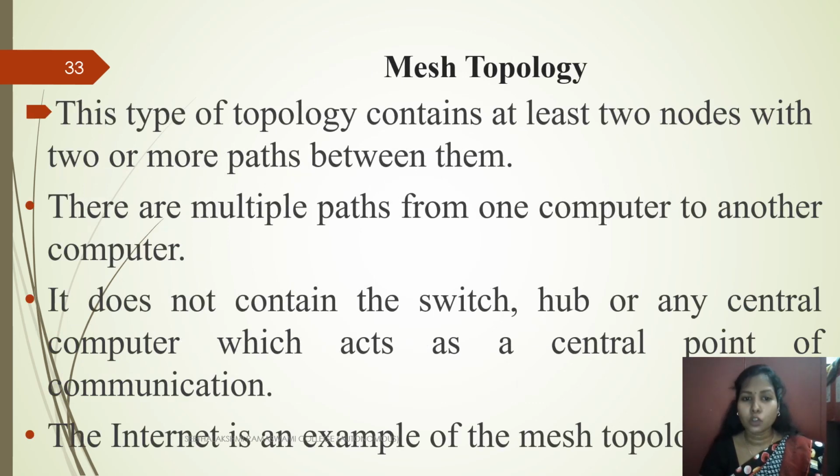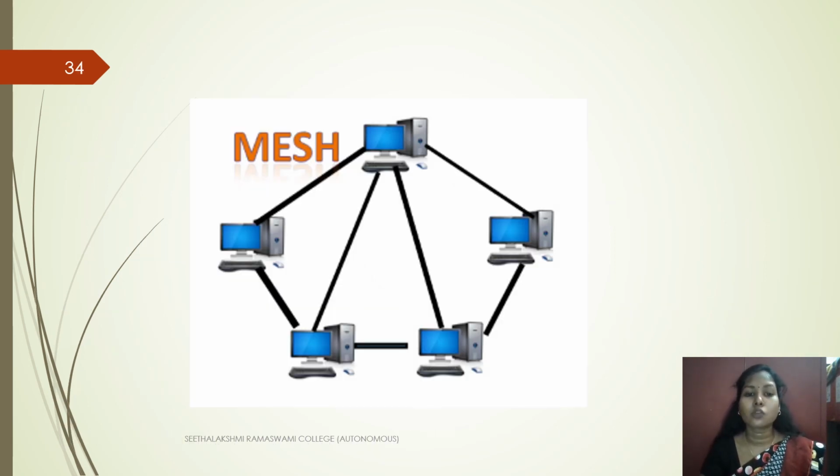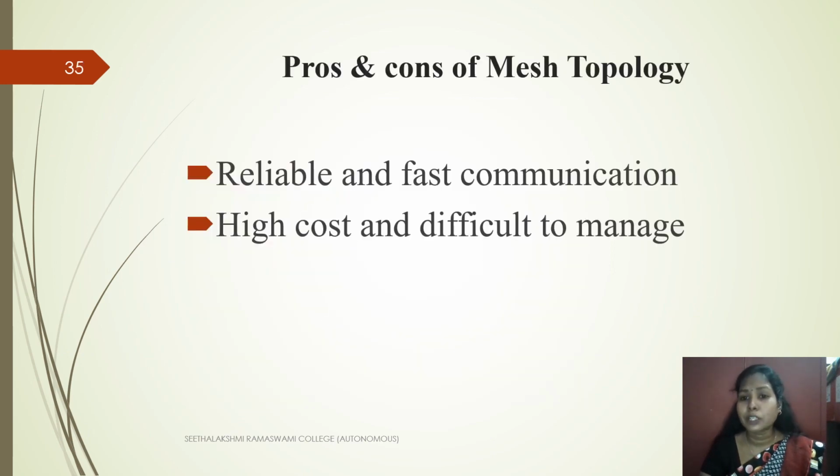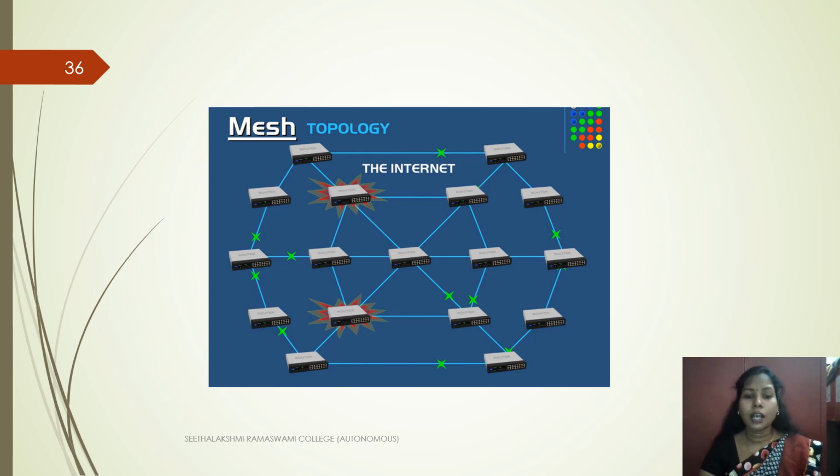Mesh topology. This type of topology contains at least two nodes with two or more paths between them. There are multiple paths from one computer to another computer. It does not contain a switch, hub, or any central computer which acts as a central point of communication. The internet is a very good example of this mesh topology. And this is the illustration of mesh topology. Now, pros and cons of mesh topology. They are reliable and fast communication, and it is highly costly and difficult to manage.